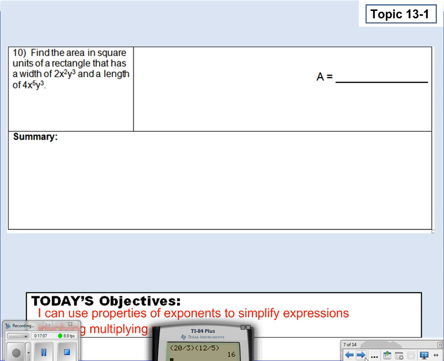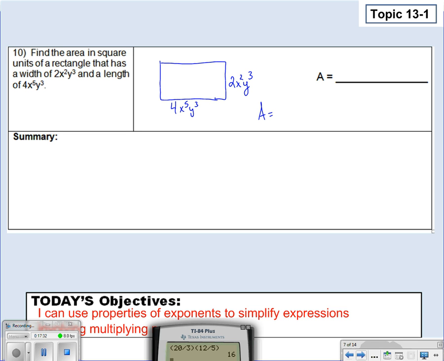Our last problem is a word problem. We want to find the area in square units of a rectangle that has a width of 2x squared y cubed. I'm going to draw a picture. And it has a length of 4x to the 5th y cubed. Area is length times width.